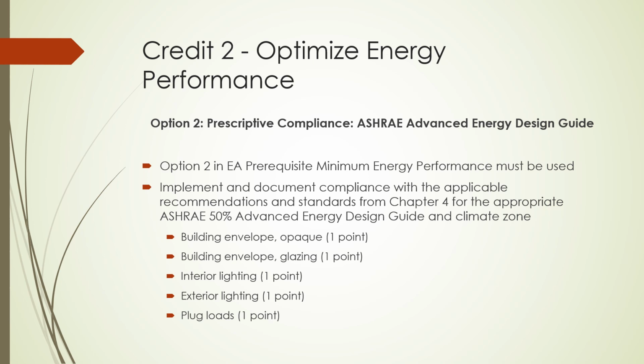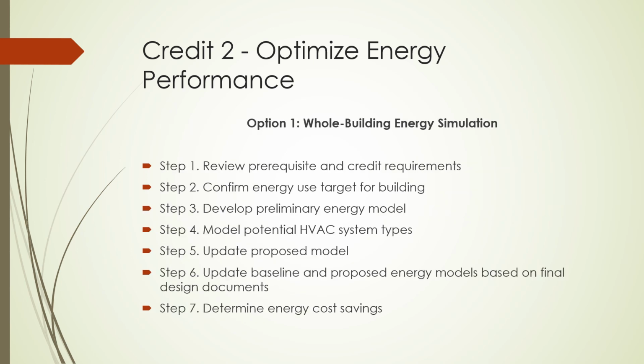Each building type will also have its own specific requirements that pertain to these point categories, and that will be described in the AEDG. Guidance steps for option 1 include reviewing the prerequisite and credit requirements before running the energy simulation and ensuring that an appropriate EUI target has been prepared. If the preliminary model wasn't prepared during the prerequisite, it needs to be developed now. This can be done as mentioned in the prerequisite requirements.